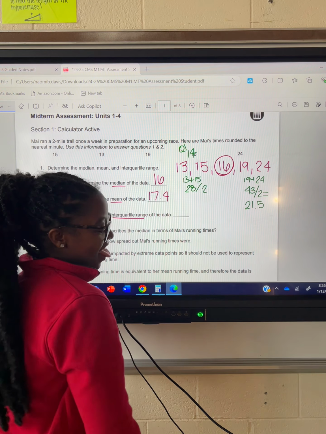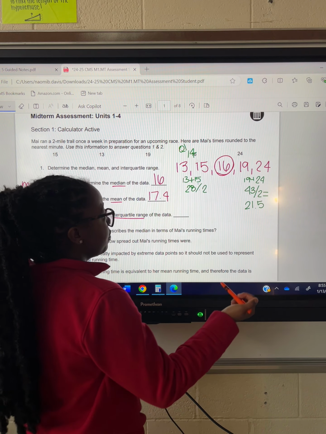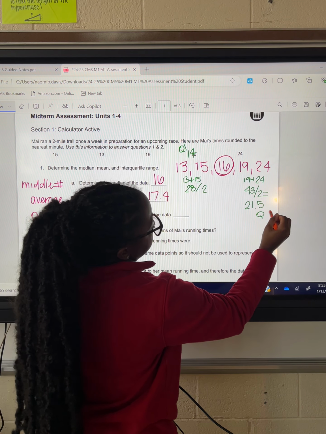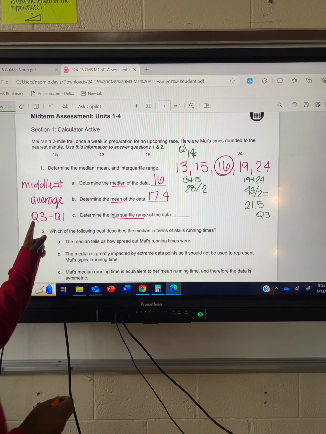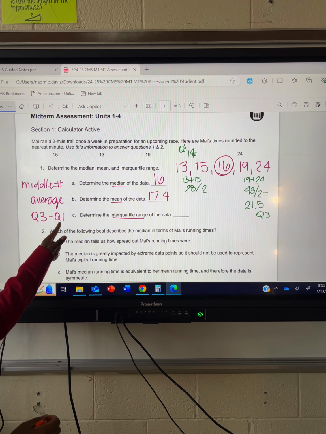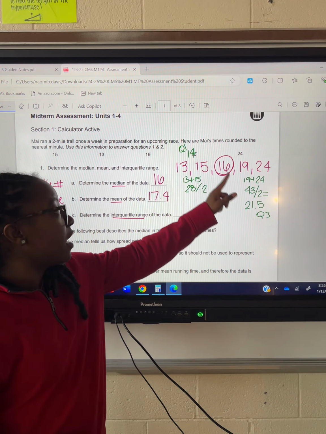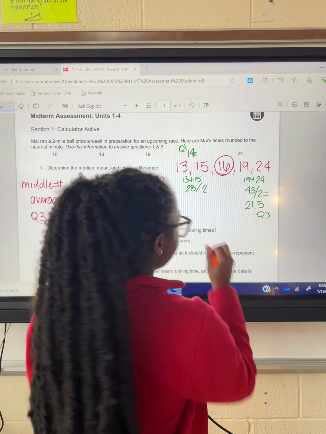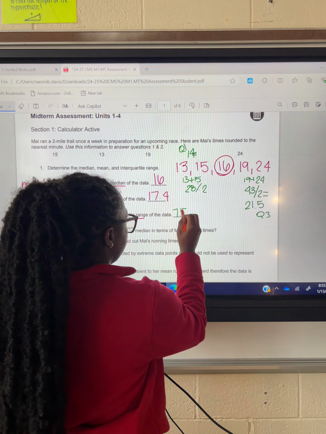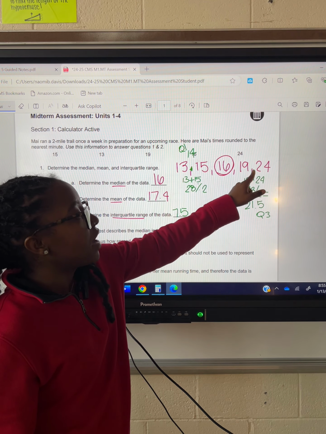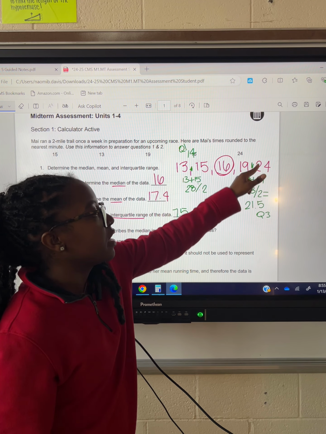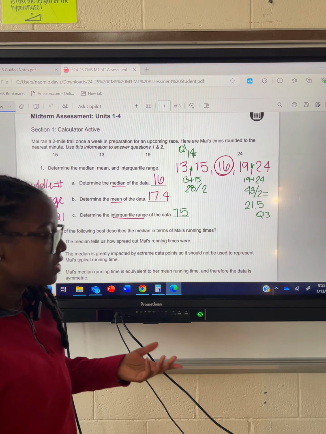21.5. This is Q3, okay? My formula is Q3 minus Q1. 21.5 minus 14 is 7.5. I added these two numbers up and divided by 2 to get the number in the middle, okay? That's all.